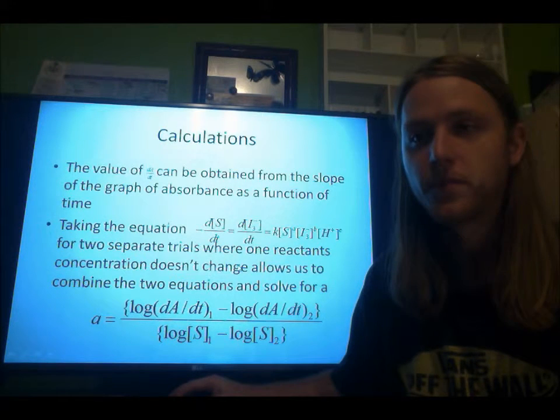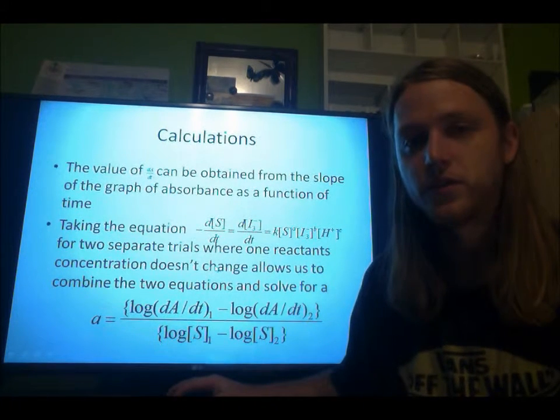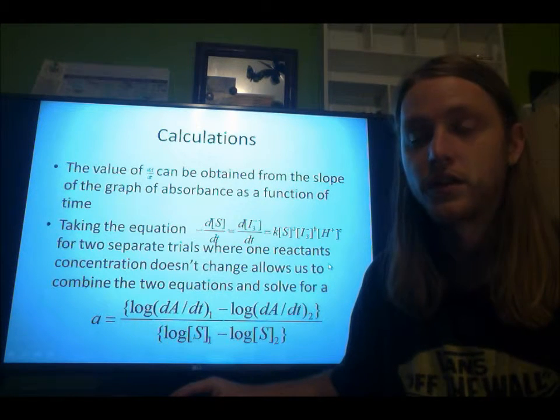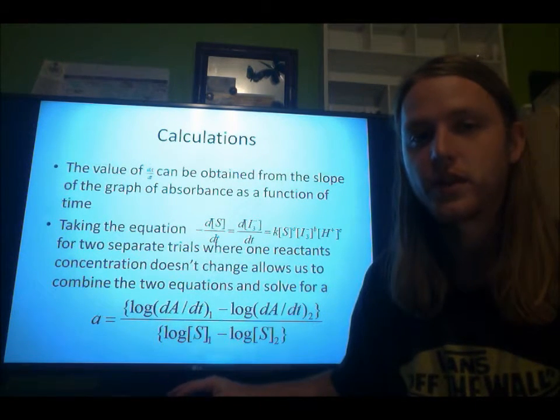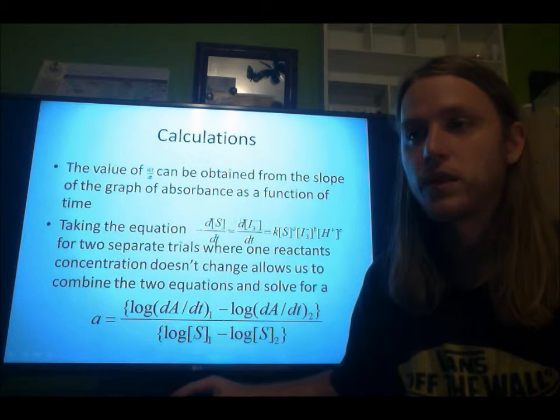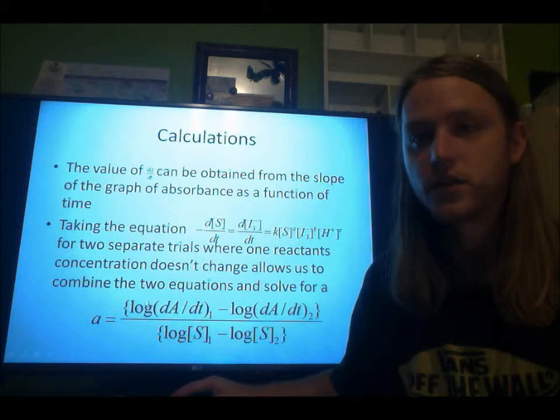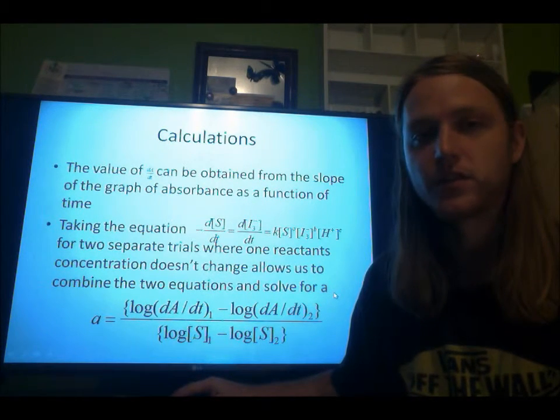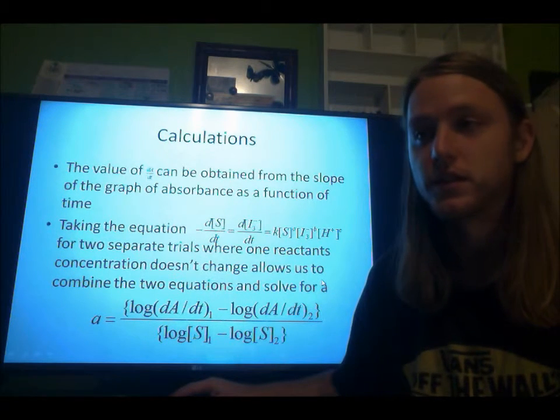If we take two of these separate trials where the initial concentration for only one of the reactants was varied, we can combine these two reactions and solve for A, B, and C. Combining these reactions and solving for A, I've shown down here. You can use a similar method to solve for B and C, and then the only thing we have left to solve for is the rate constant.